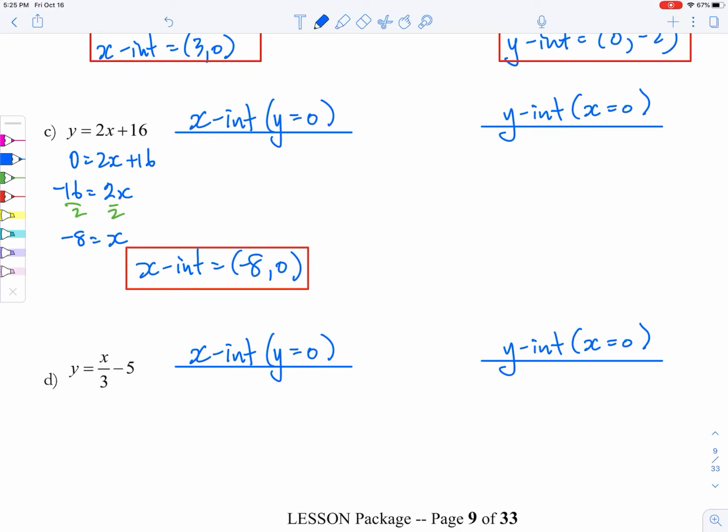For the next one, we set x equal to 0. Every single time when you're solving for the x-intercept or y-intercept, I want you to write down that x equals 0 or y equals 0. It just reminds you of what you've got to do. So for the y-intercept, x equals 0. So y equals 2 times 0 plus 16. This goes away. Oh, that's handy. It just gives us y equals 16 straight up. So the y-intercept is going to be 0, 16.